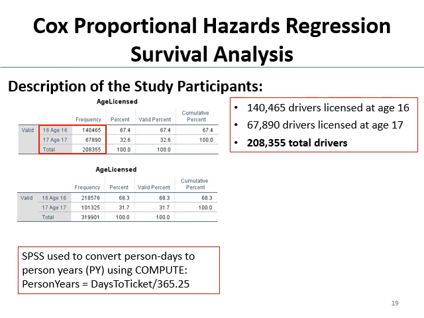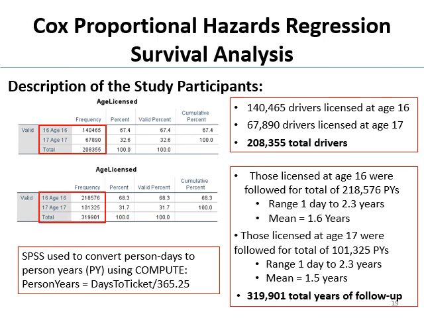So here is actually looking at the same drivers, age 16 and 17, but we're looking at how much time they've contributed. And we find that those who were licensed at age 16 were followed for a total of 218,576 person years. Ranged from 1 day to 2.3 years, and the mean was 1.6 years. Those who were licensed at age 17 were followed for a total of 101,325 person years. The range was 1 day again, and it went up to 2.3 years. Their mean time years followed up was 1.5.